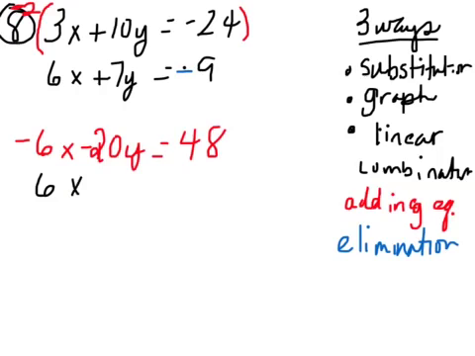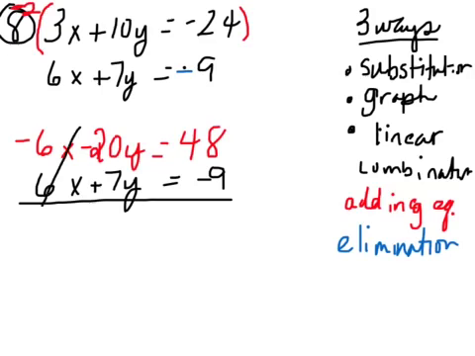Now, I don't have to change my second equation because I made it able to cancel out without doing something to the second equation. Sometimes I have to do something to both, and we'll do some examples of that. So negative 6x and 6x, if I add that up, that's 0, which I usually don't write down. Now, negative 20y plus 7y would be negative 13y, and 48 minus 9 would be 39. So now I've got this little equation, and I can solve it and find out what y is.